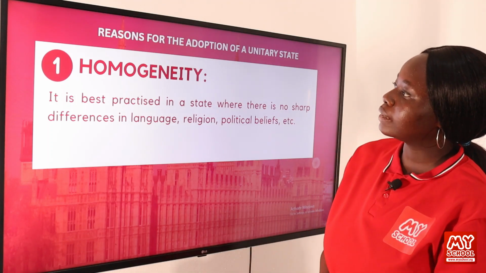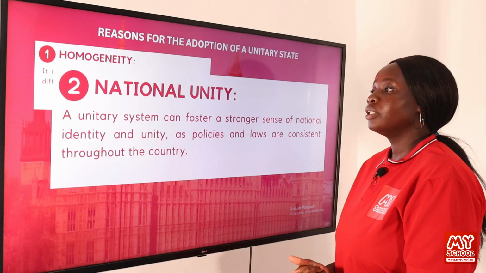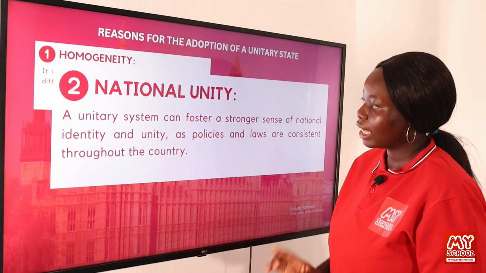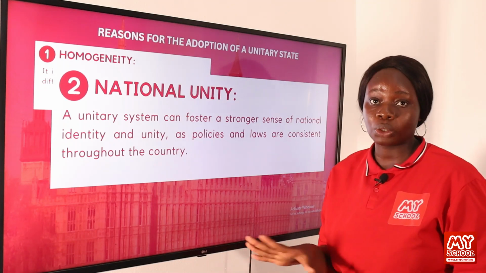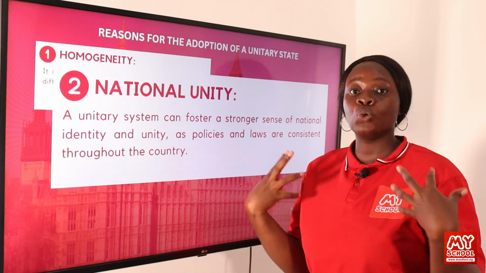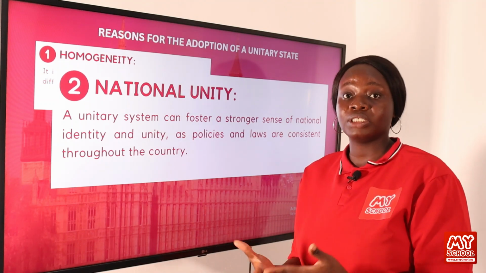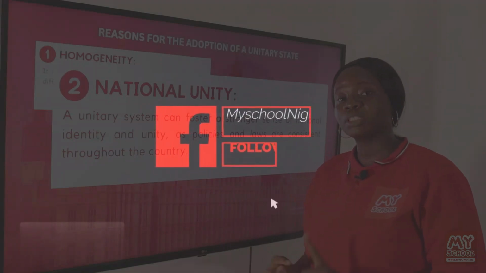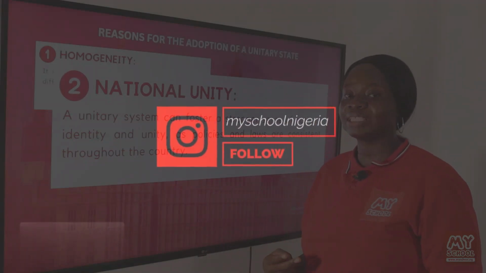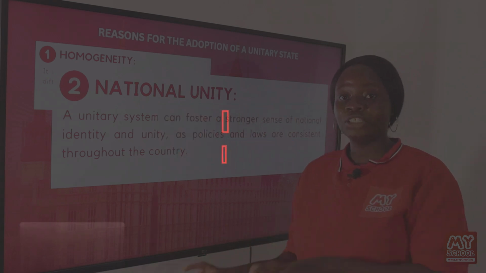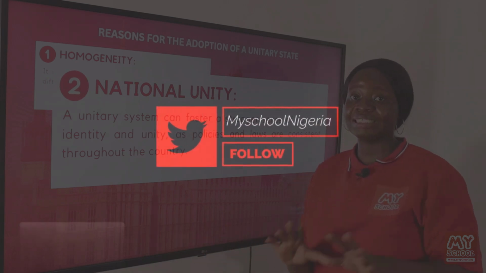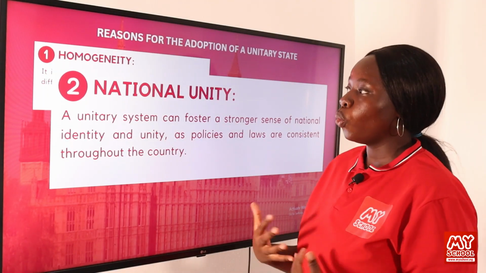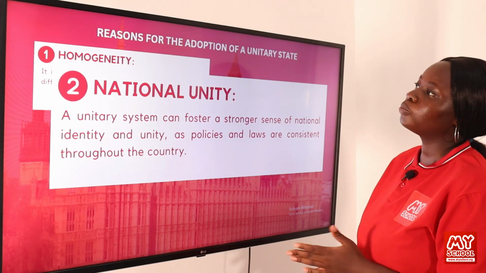Let's move on to another reason, national unity. A unitary system can foster a stronger sense of national identity and unity as policies and laws are consistent throughout the country. So if you want to ensure national unity within a state, it's important to adopt a unitary system of government. Similar laws, similar policies are enforced all throughout the state, and then there is no difference in the growth of each of the states within the society. So a unitary state is best adopted when you want to achieve national unity. Let's move on to another reason.